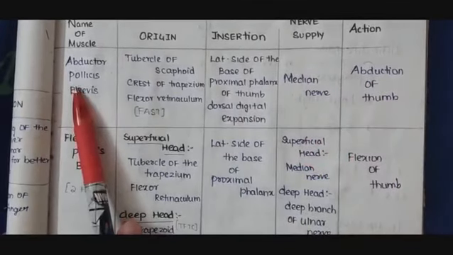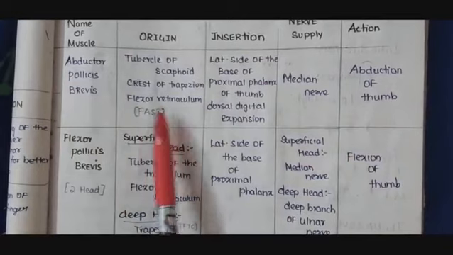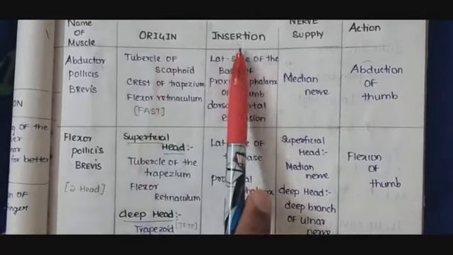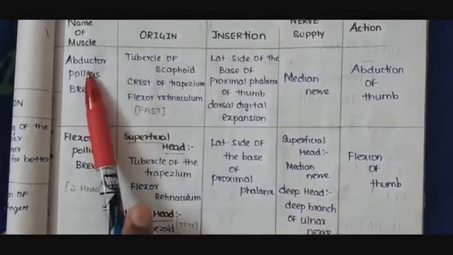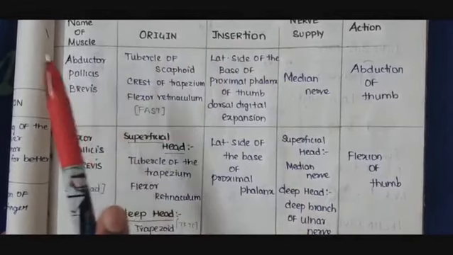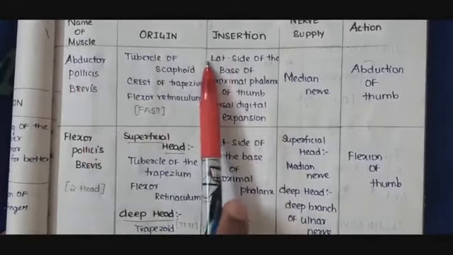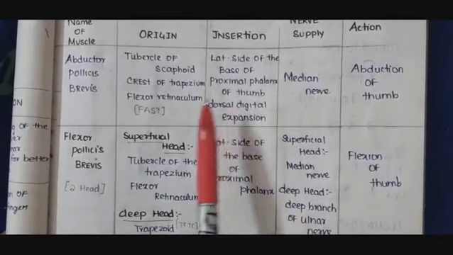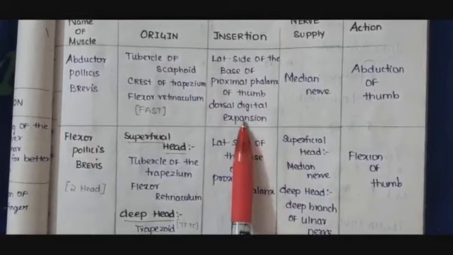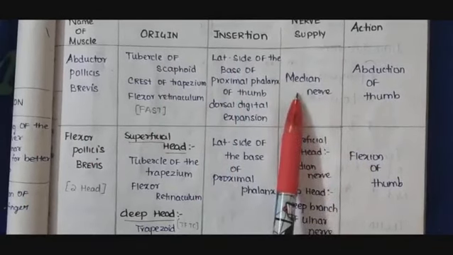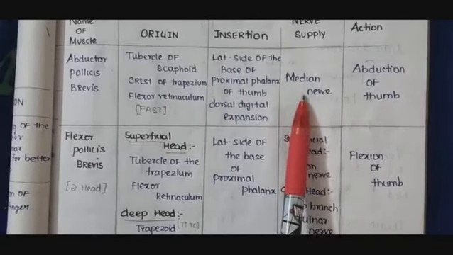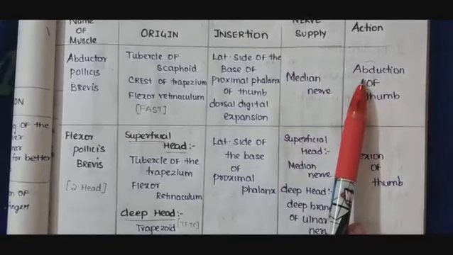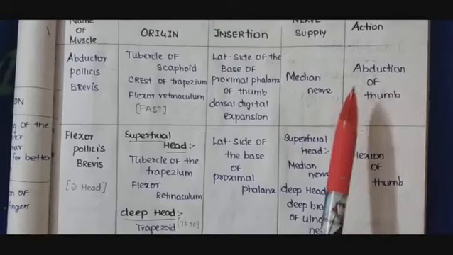So, abductor pollicis brevis, you have to remember the mnemonic FAST in order to remember the origin. Insertion, as you all know, abduction is action where your muscles will move laterally so that it gets inserted at the lateral side of the base of proximal phalanx of thumb, as well as from the dorsal digital expansion. As we know, this muscle is present laterally, so it is supplied by the median nerve. As the name suggests, it is abductor, so the action of this muscle is nothing but abduction of thumb.